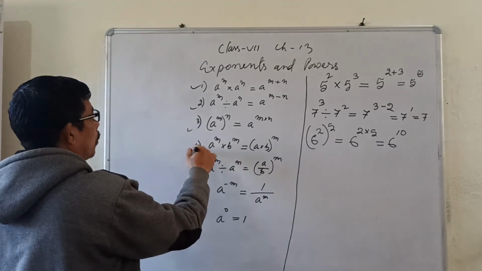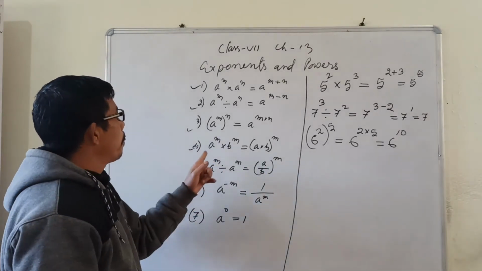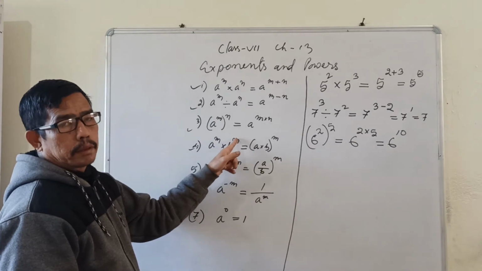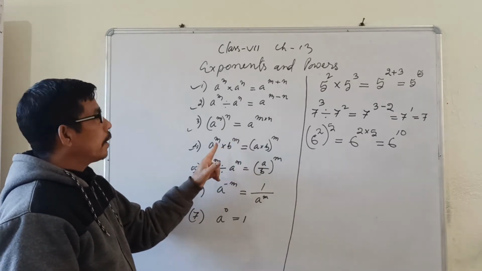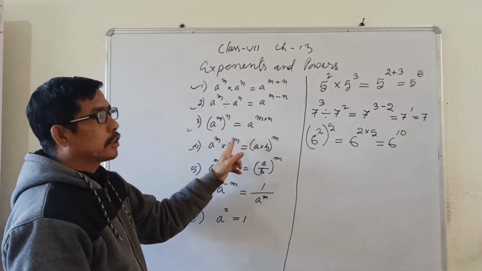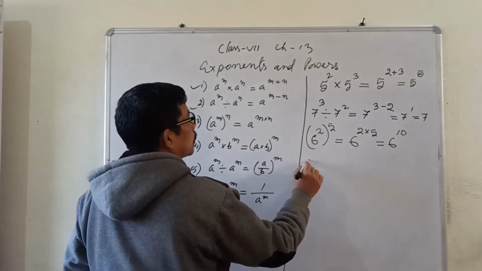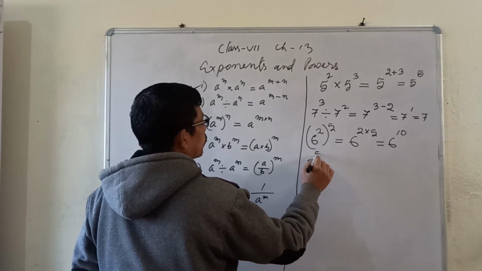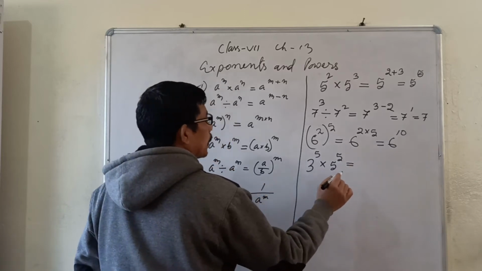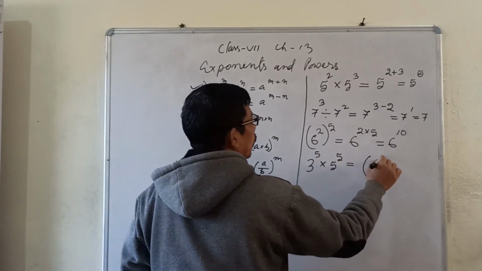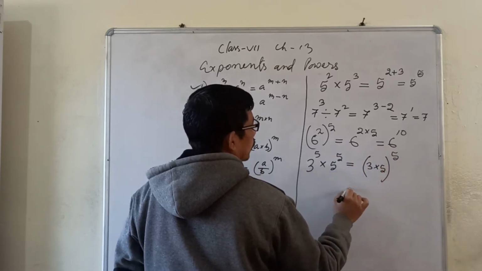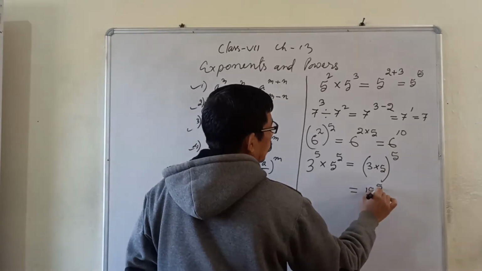Then let's come to the fourth law. Two numbers are here and they have the same exponent and the operation is multiplication. Then these two numbers will be multiplied and raised to the same exponent. 3 raised 5 into 5 raised 5. Then this can be written, exponents are same, so one exponent will be written outside, and the bases will be multiplied.